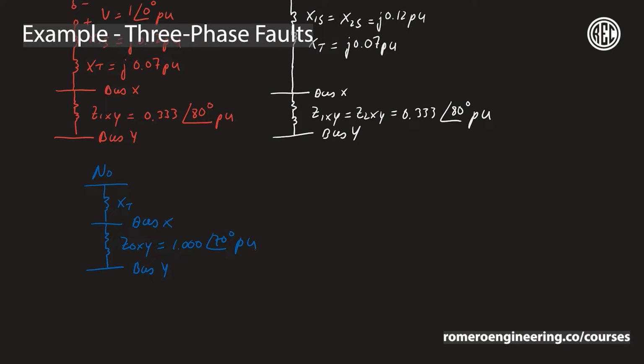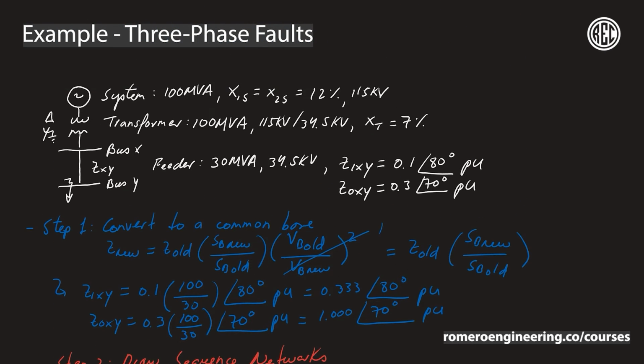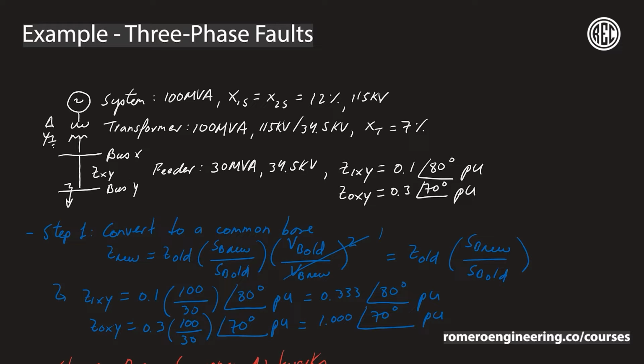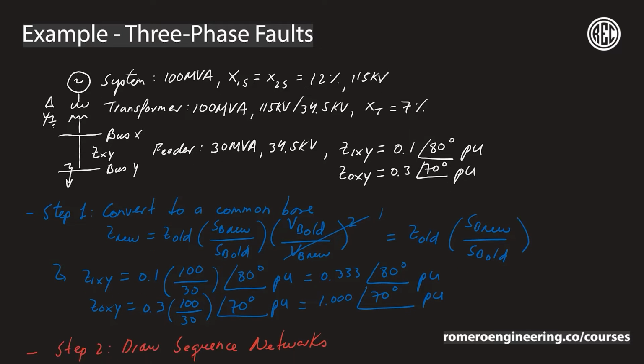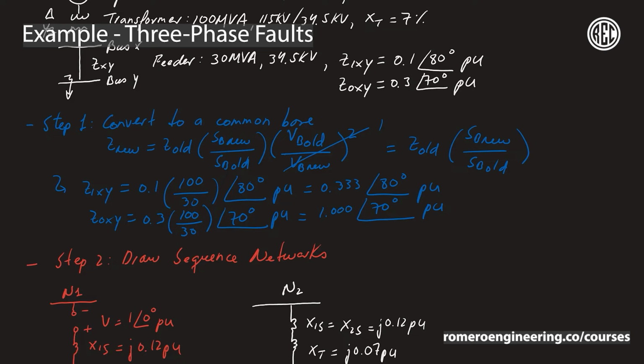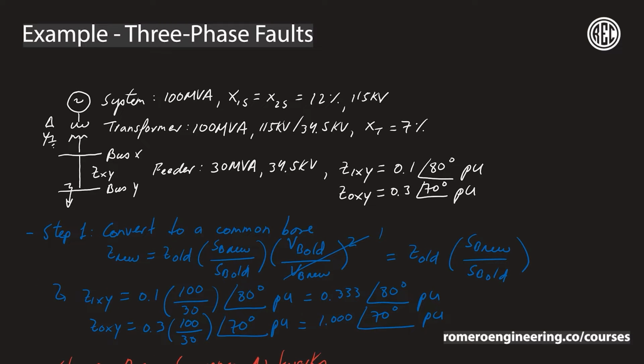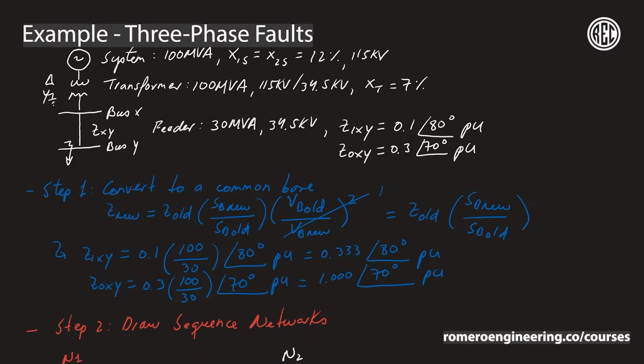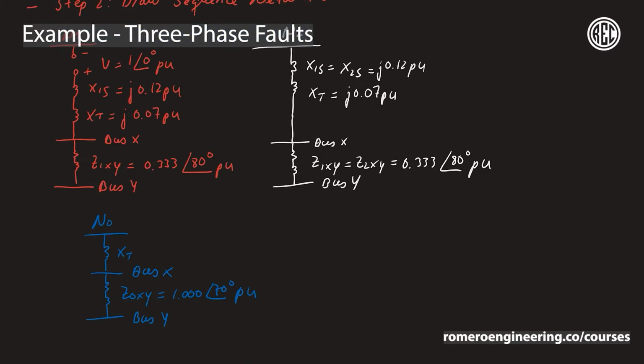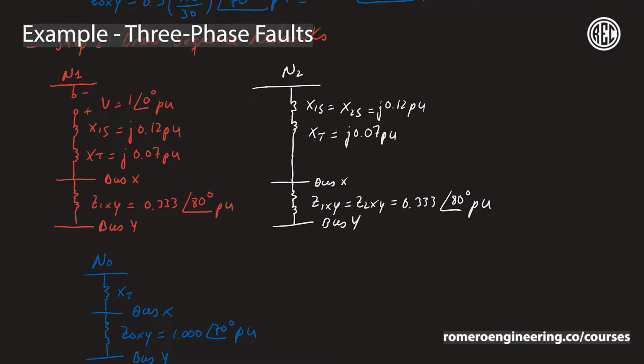Now I want to stop here and just note a few things again. Looking at this system here at the top, we have the system going from top to bottom. We have the system, then the transformer, then bus X, then the feeder, then bus Y. And then we calculated here in step 1, we converted the feeder impedances to per unit on a 100 MVA base. But we're given here at the top the impedances of the system and of the transformer at 100 MVA base. So those we don't need to change because they're already in 100 MVA base. So now in step 2, what we're doing essentially is we're drawing these sequence networks for all of the components in our system.